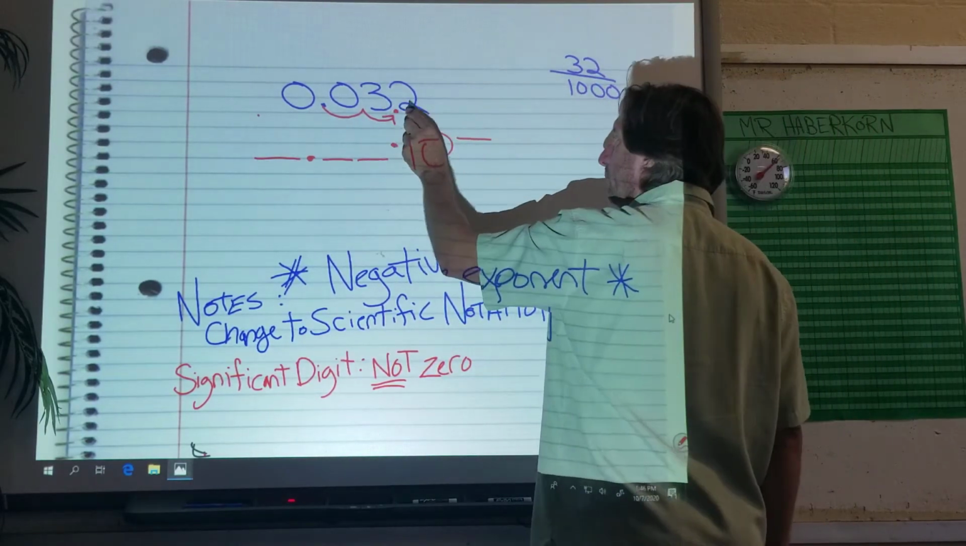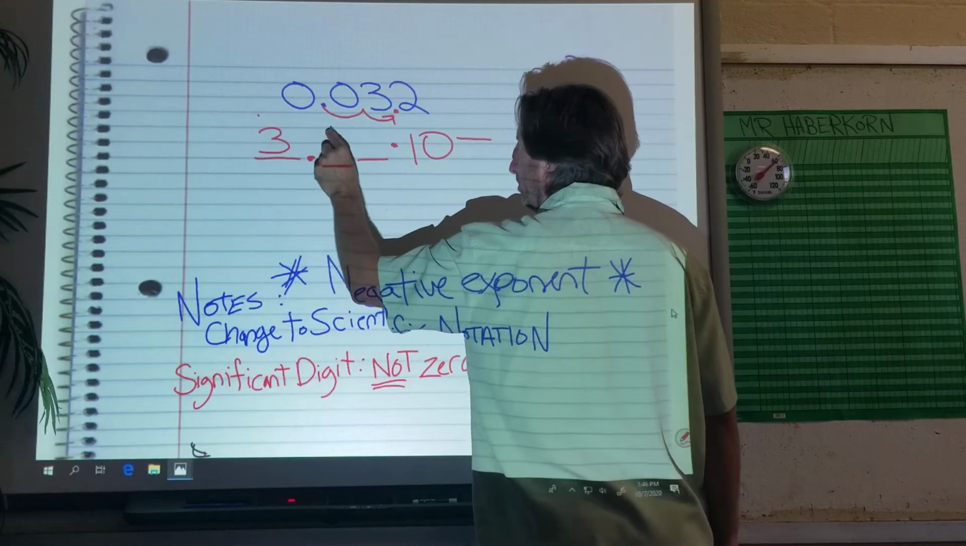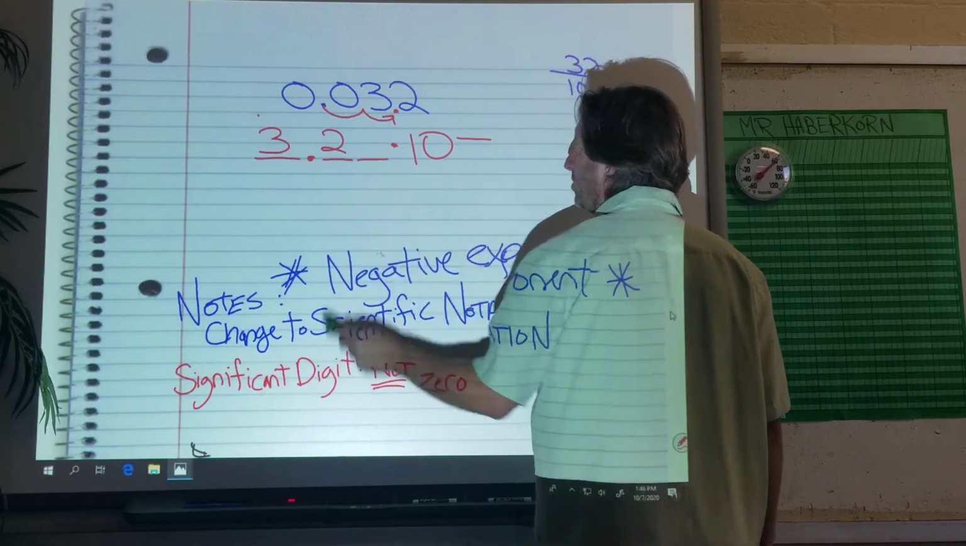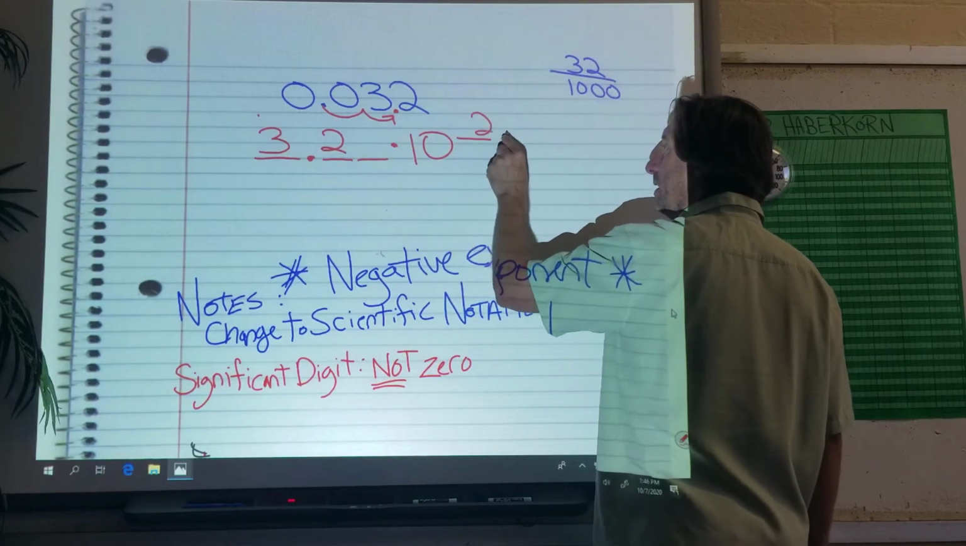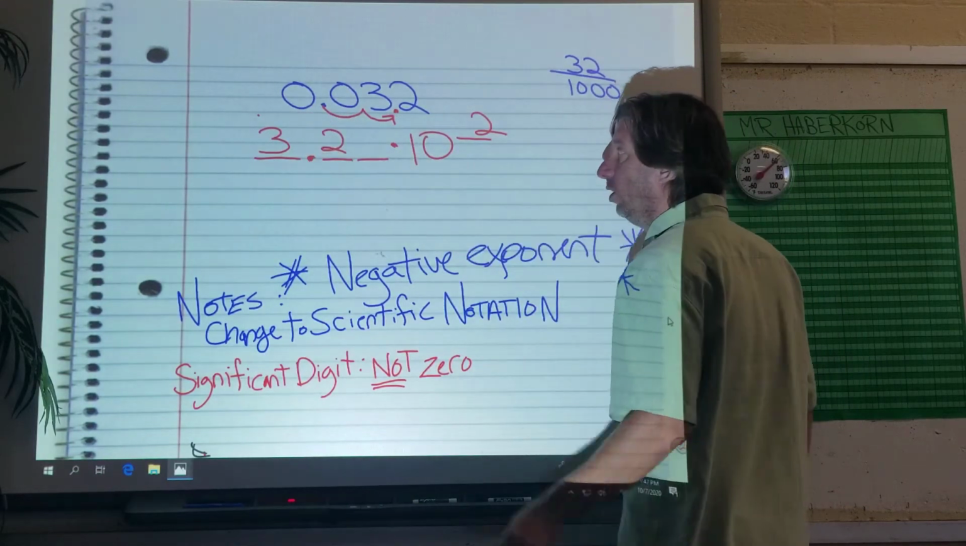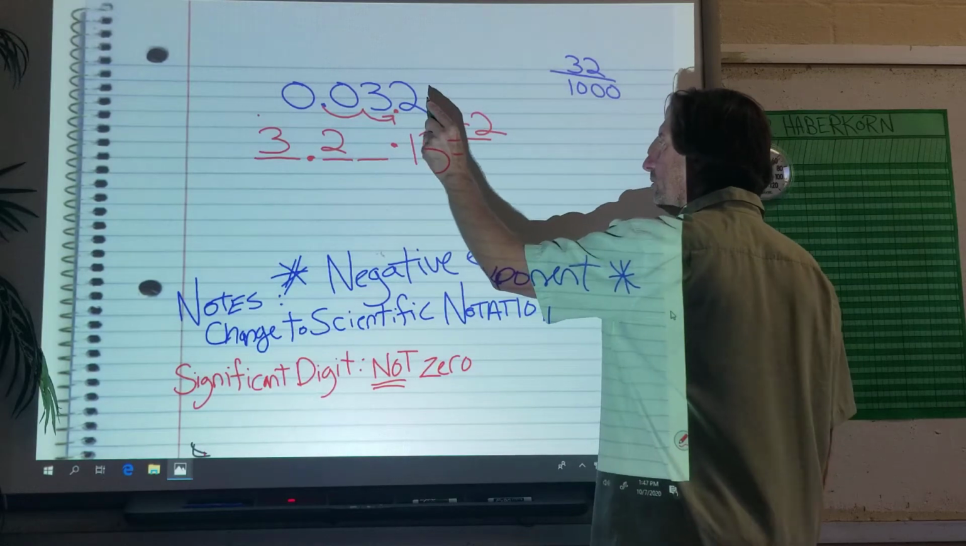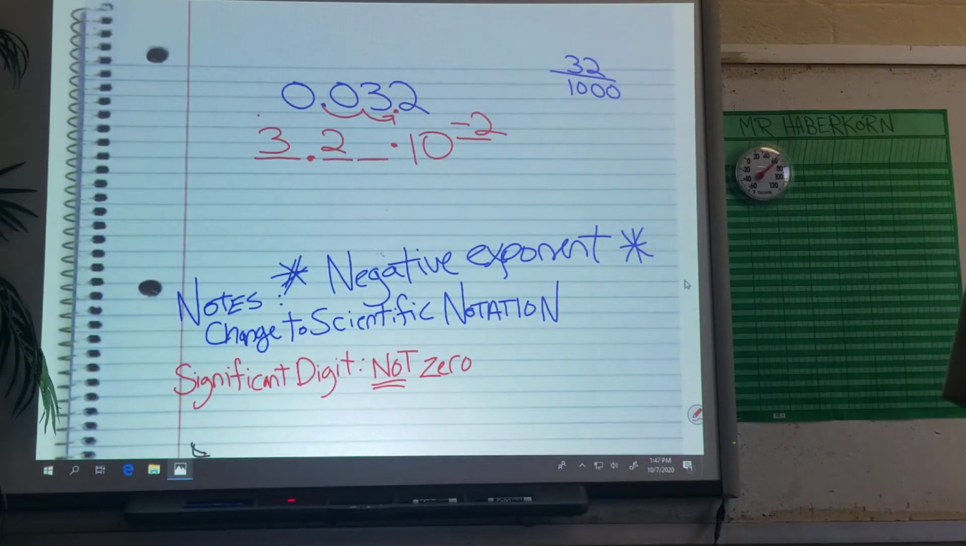Now, here's the only difference. Still going to write my 3.2. And there's no other number. We don't need to write the 0. And then it's times 10. I moved it 2 places, but this is a small number. With the very small numbers, you make it negative. That is the only thing that's new today, is you're moving your point the other way, and you have a negative, all right?